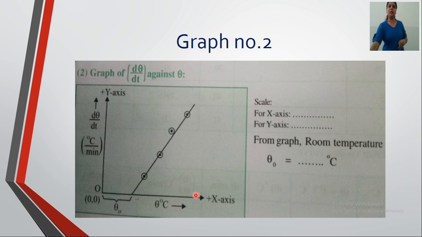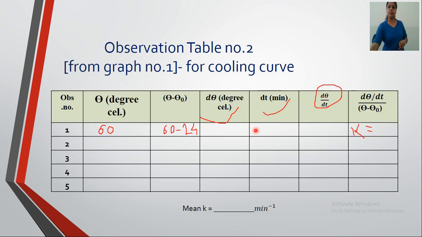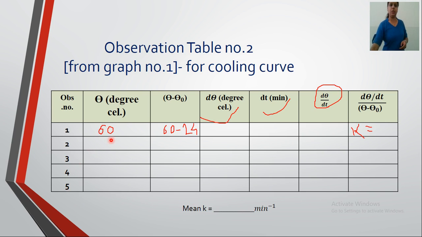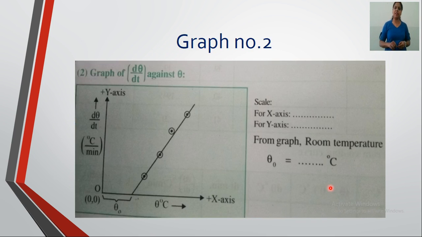So this is a simple graph. On the y axis we have d theta by dt, the 5 readings of d theta and dt, and all the thetas on the x axis. So theta you need to consider from here and d theta you will consider from this. With the help of these 5 readings we will get this kind of graph.